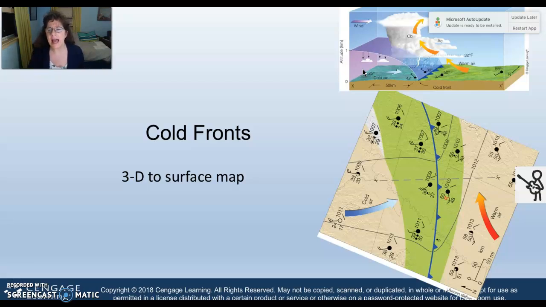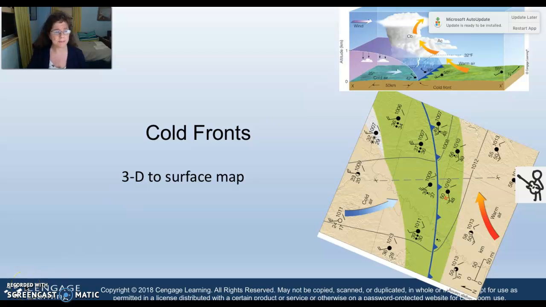What you're seeing here is an axis between x and x prime that is met by an axis here of x to x prime on the surface map. So we're moving from 3 dimensions to 1. You are seeing the frontal line in about the same direction that you've got the frontal line here. And you are seeing station models along the frontal line and in the back, similar to the very simplified station models on the 3D model.